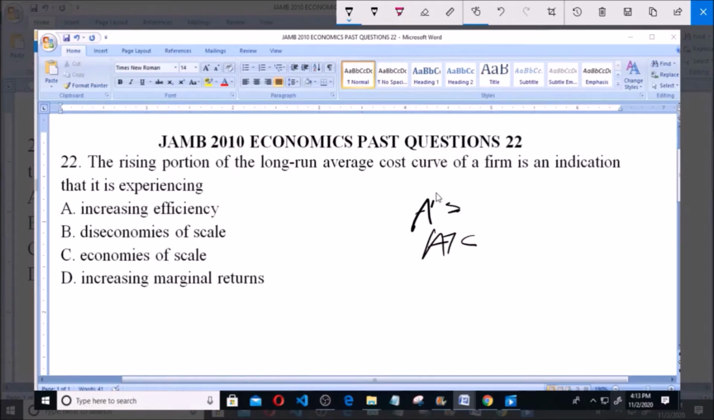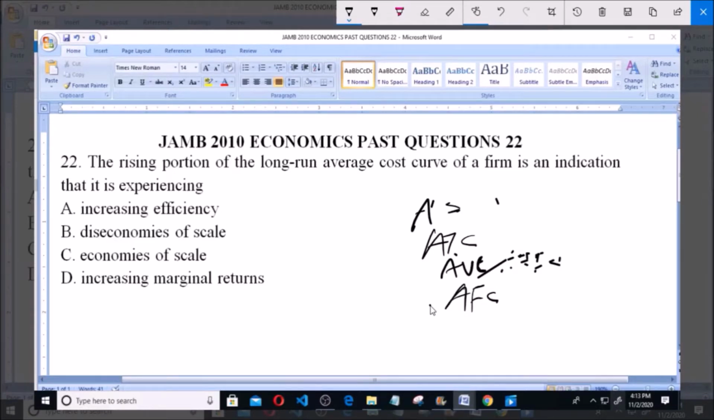Okay, ATC. The ATC is divided into average variable costs and average fixed costs. So long run costs is a period of time in which all factor inputs in the production process are variable. The long run decisions are concerned with investments, that is, changes in the productive capacity.